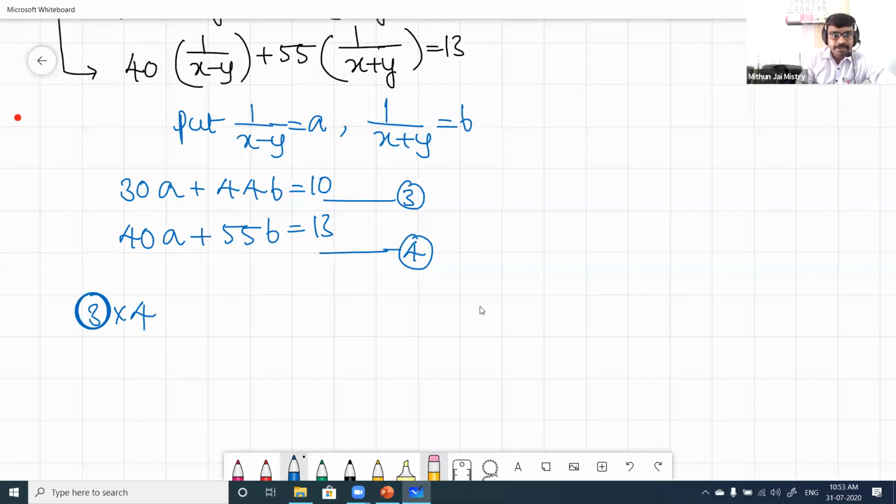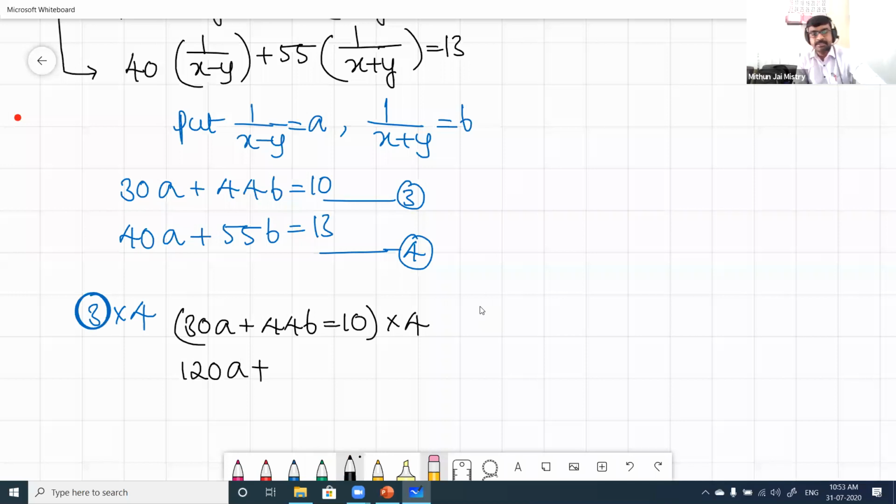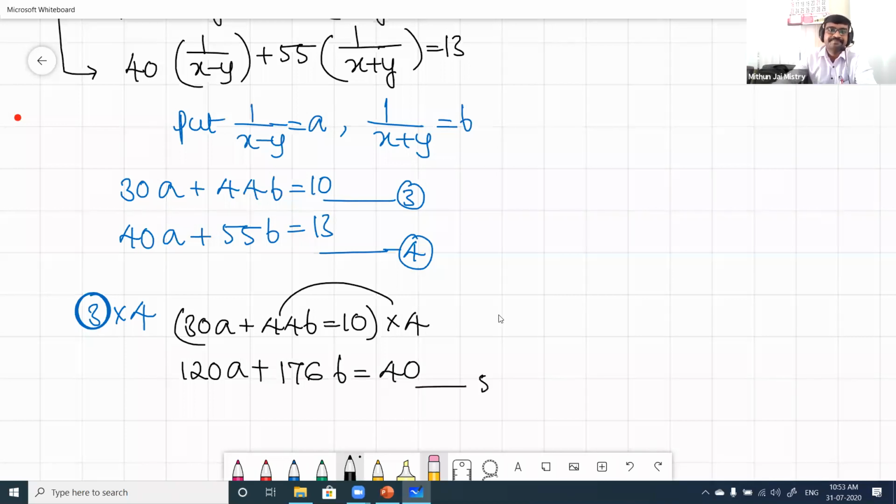So equation 3 into 4. When you multiply equation 3 into 4, you will get 30A plus 44B is equal to 10, and this I am going to multiply into 4, Nana. Into 4, if you multiply, you will get 120A. Sorry, 30 into 4 is 120. Now 44 into 4. 4 4s are 16, 6 carry 1, 4 4s are 16 plus 1, 17, 176B is equal to 10 4s are 40. This is my equation number 5.